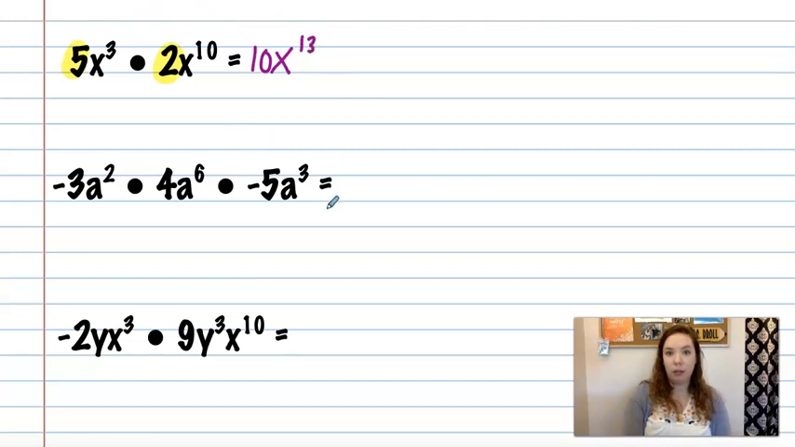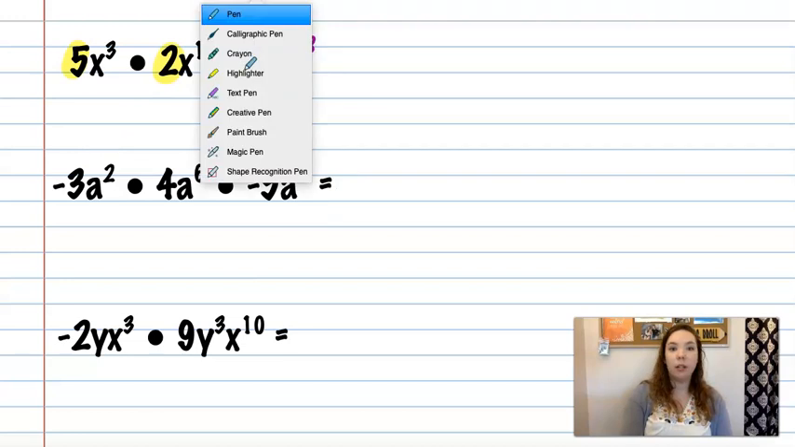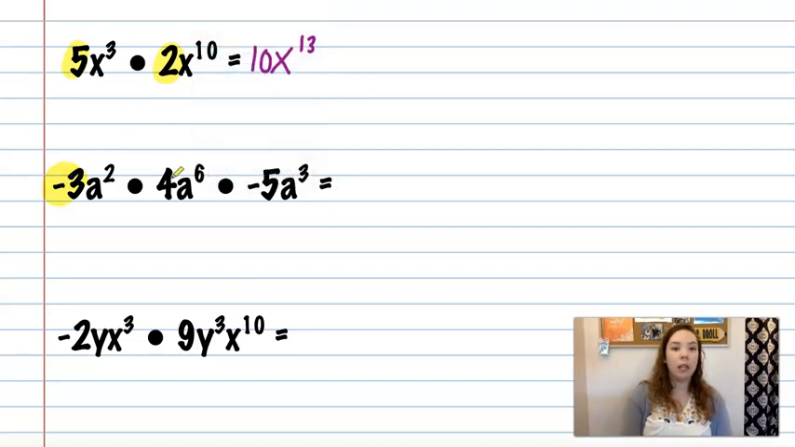Okay, then here I have 3 terms, but it's still the same thing. Negative 3 times 4 times negative 5 should give me 60. And then I have a base of a, and I'll add my exponents. 2 plus 6 plus 3 should give me 11.